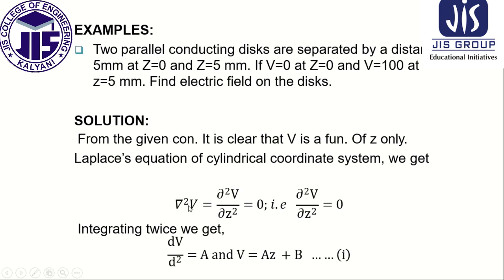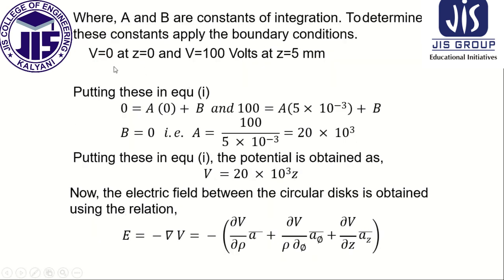Therefore, by the same method, nabla square V equals del square V by del Z square equal to 0. That is, V equals AZ plus B. This we can get by simple integration. Next, again we have to apply the boundary condition. The same method: at Z equal to 0, V equals 0, and at Z equal to 5 mm, V equals 100. If we put in these boundary conditions, then finally we have A, and if we put this value in, then we can get the potential V.